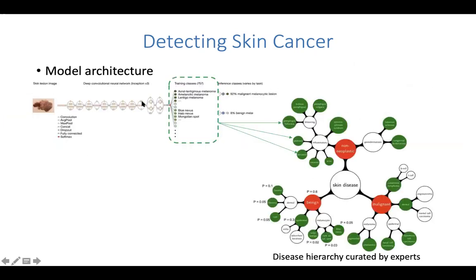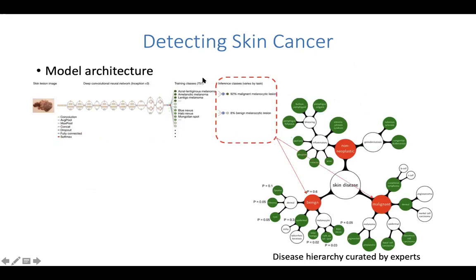So here the 757 training classes each correspond to the leaf nodes. So there are 757 different leaf nodes here. And here, these inference classes, so the high-level classes, correspond to benign neoplasm or malignant neoplasm.